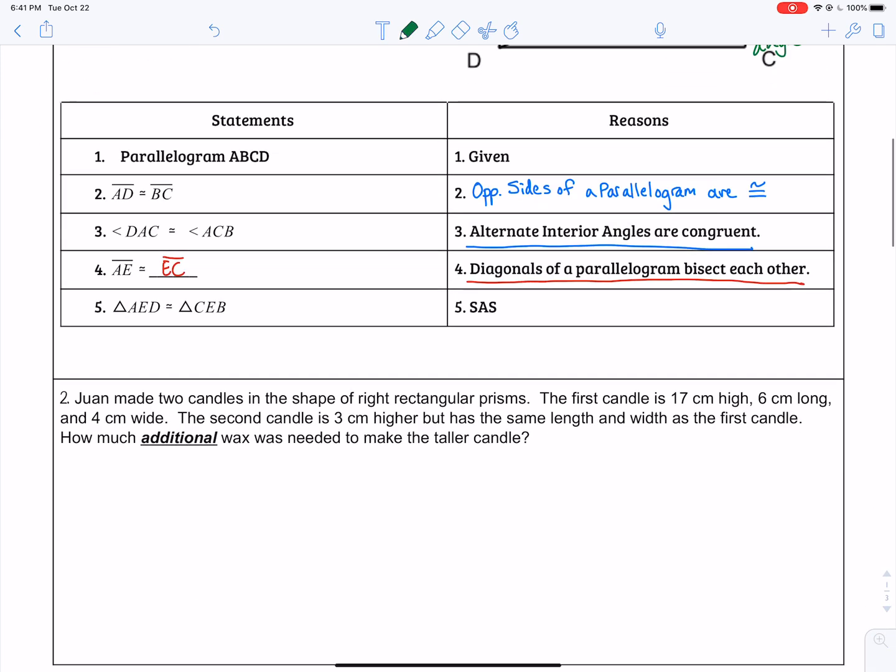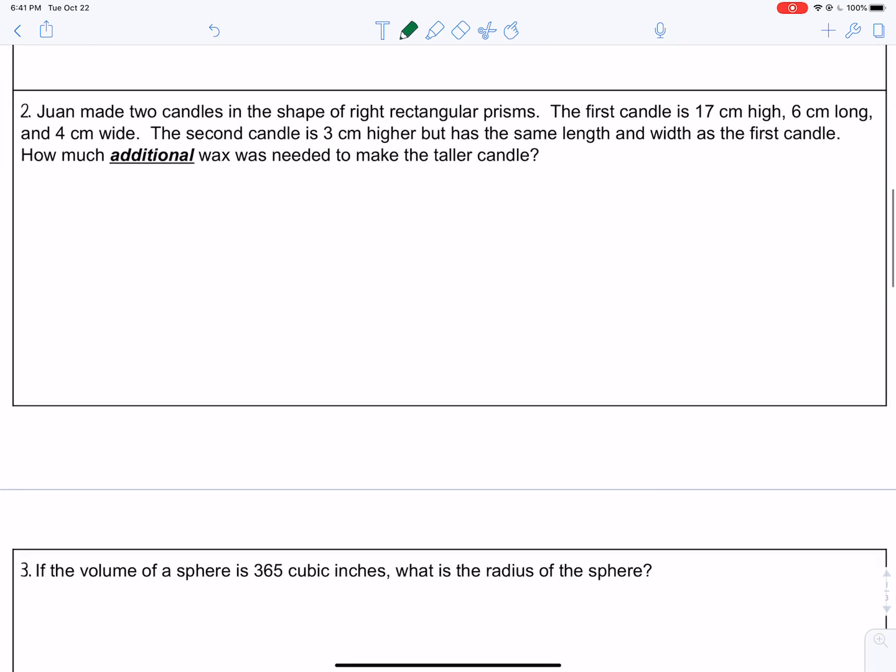All right, let's move on to number 2. Number 2 says, Juan made 2 candles in the shape of right rectangular prisms. Remember that that is that fancy term that really just means a box. The first candle is 17 centimeters high, 6 centimeters long, and 4 centimeters wide. The second candle is 3 centimeters higher, but has the same length and width as the first candle. How much additional wax was needed to make the taller candle?